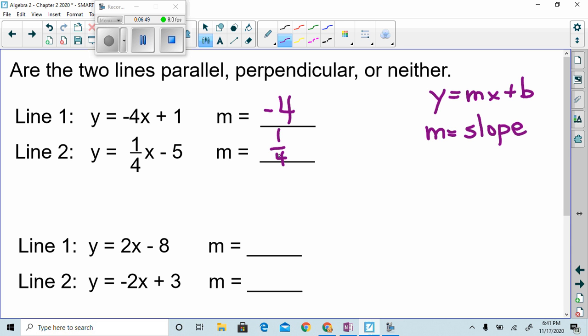So then you stop and you ask yourself, are these slopes the same? No, so they're not parallel. But they are opposite in sign and flip, so these are perpendicular lines.